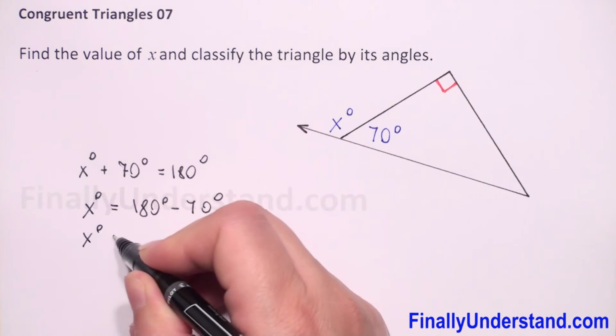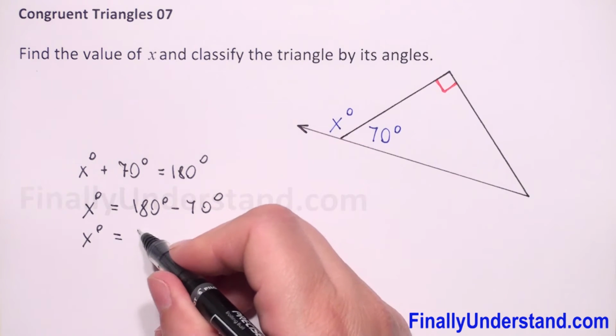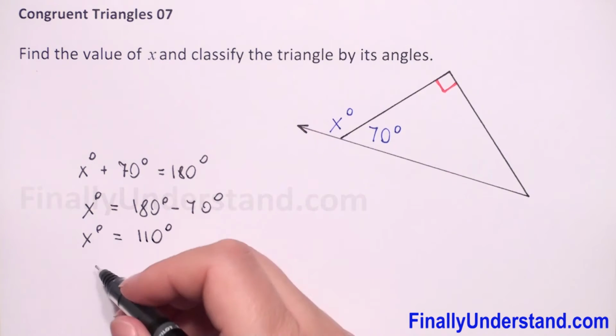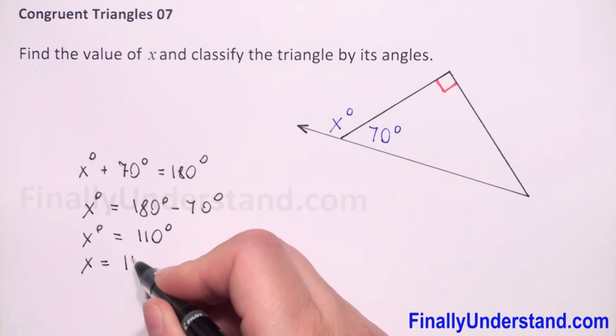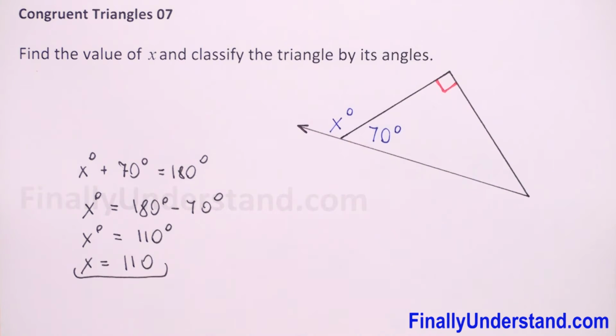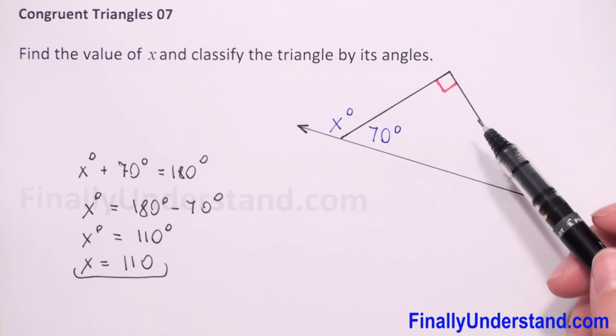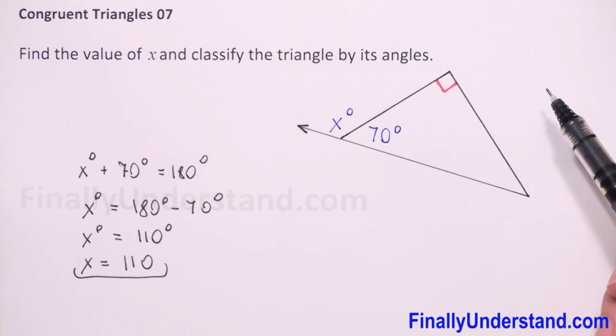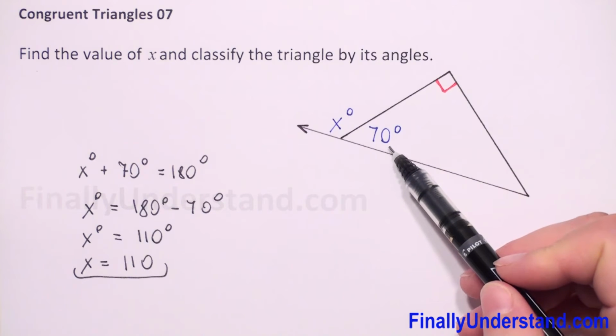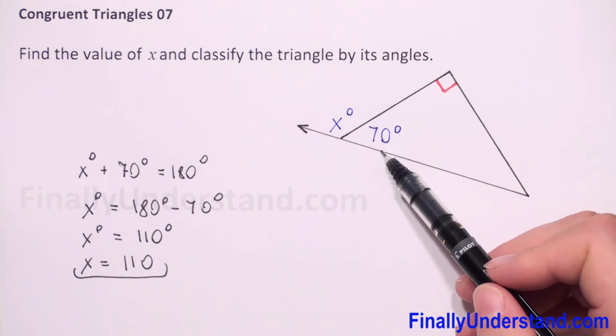So x is 110 degrees. So our x is equal to 110. We found x, and now we have to classify the triangle by its angles. This angle is 70 degrees. It's an acute angle because it's less than 90 degrees.